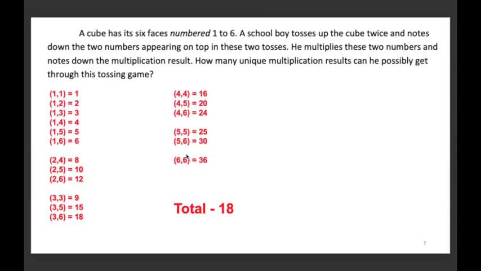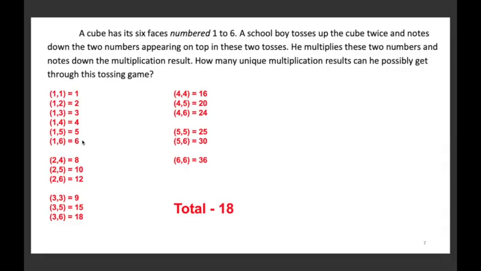So these are all the unique multiplication results that we can generate by this kind of a tossing game. 1 in the first dice and 1 in the second dice will be 1. 1 into 1 is 1, 1 into 2. Likewise, 2 into 4 is 8. 2 into 5 is 10. 2 into 1 is already taken here. 2 into 3, 6 is already taken here.